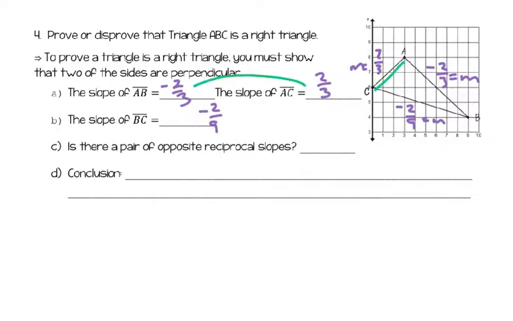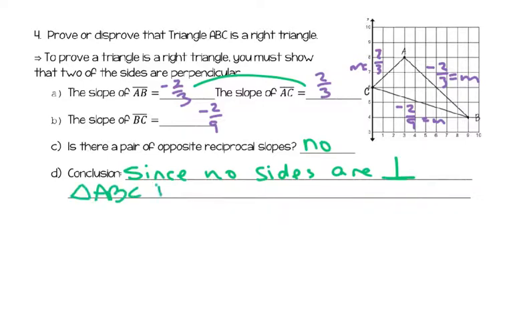Now, since these are opposites, but they're not opposite reciprocals, and obviously they're not opposite reciprocals with negative 2/9, we do not have any opposite reciprocal slopes. So because there are no opposite reciprocal slopes, there are no right angles, and so therefore we're going to make the conclusion that it's not a right triangle. So we're going to say, since no sides are perpendicular, and I'm fine if you want to abbreviate perpendicular with that symbol, then triangle ABC is not a right triangle.